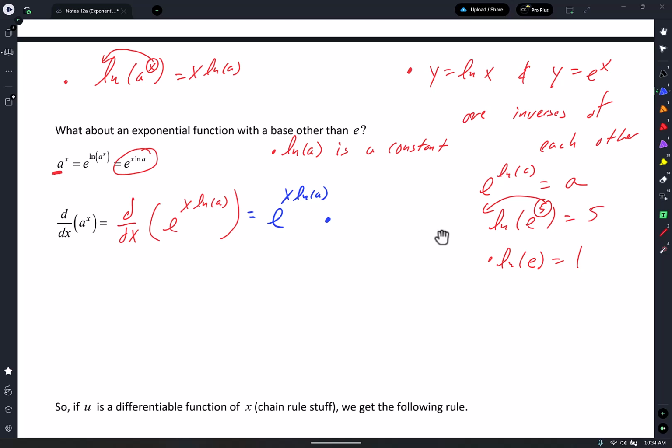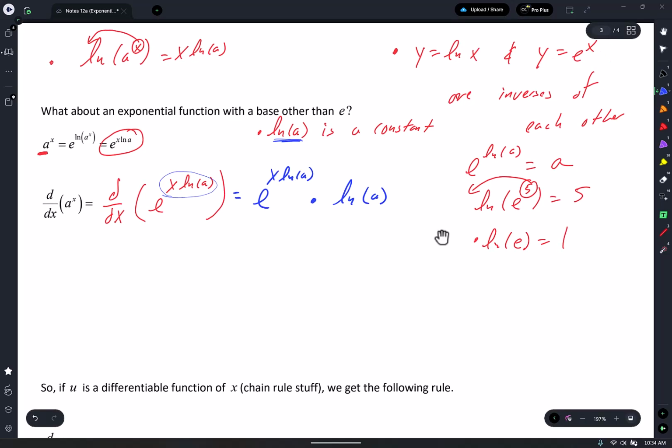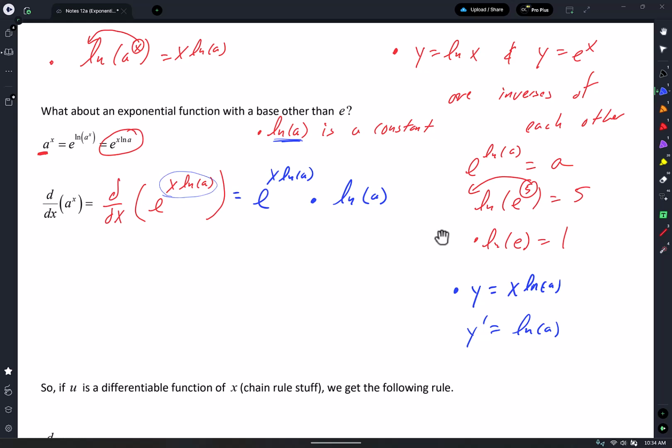I got to take the derivative of my exponent. Notice that your exponent is a linear term. ln of a is a constant. So I can just drop the x. The derivative of x ln a is just what? ln a. Oh, I understand. Because it's just x. And look, if y equals x ln a, what's the derivative of that? ln a.